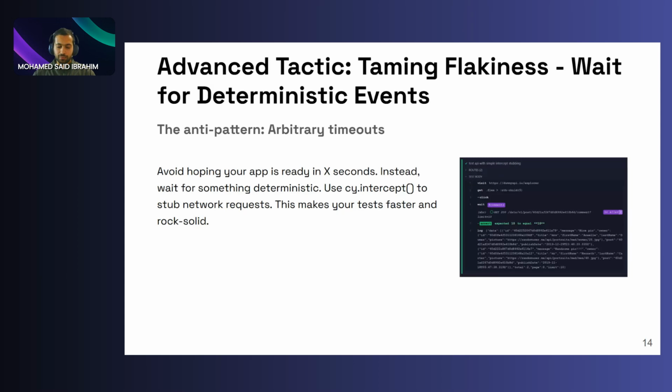See the difference. Instead of waiting for a spinner to be gone for up to 10 seconds, we wait for a specific getUserData API call to finish and then assert on the page content. This makes your test faster and rock solid. Use intercept to stub network requests and create perfectly predictable conditions.